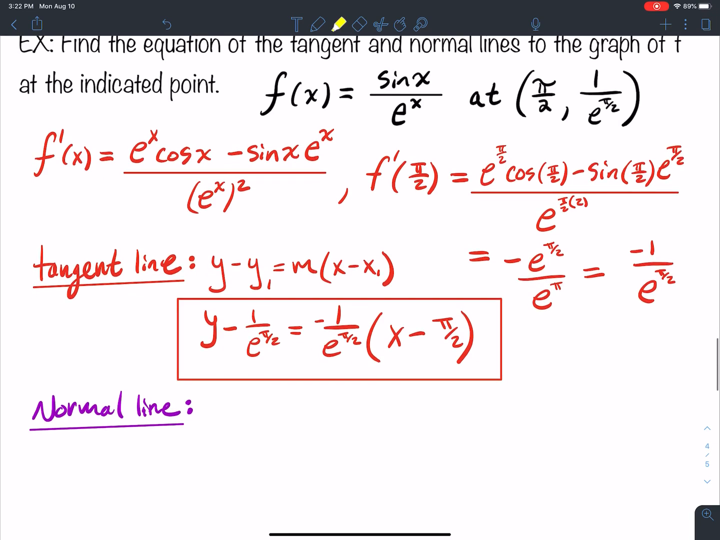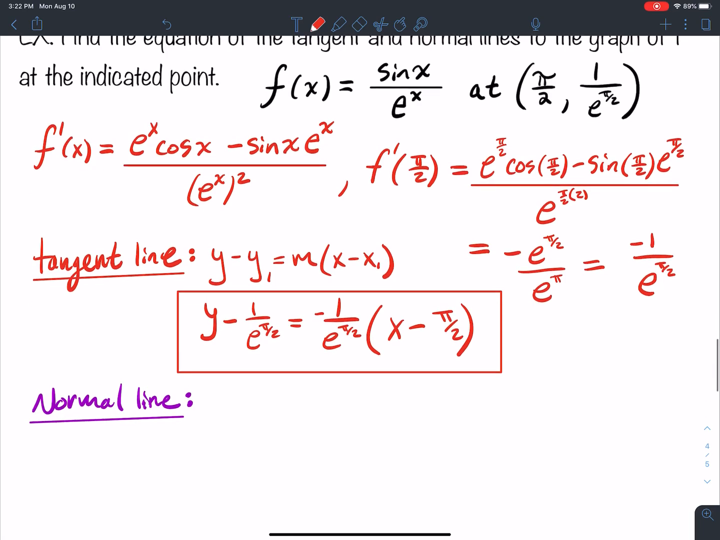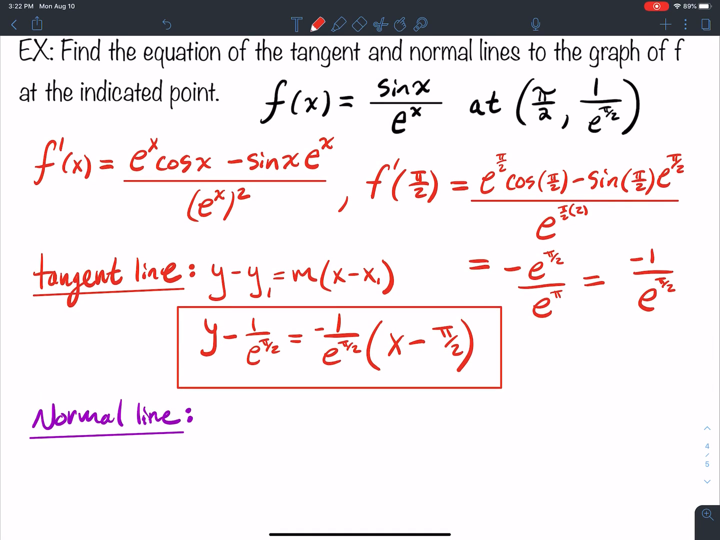Now, the normal line. The only thing different between the tangent line and the normal line is the slope. If the slope is equal to negative 1 over e to the pi half, then the perpendicular slope is the negative reciprocal of this, so e to the pi over 2, because the negative of a negative is a positive. Okay?